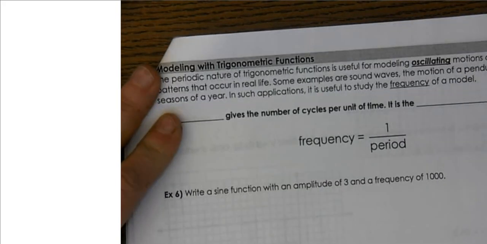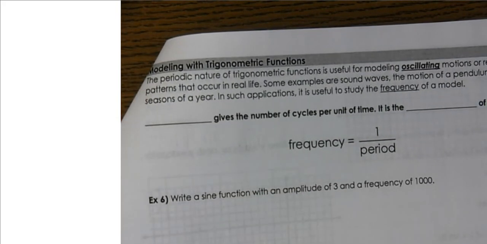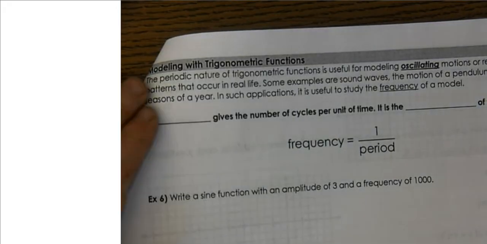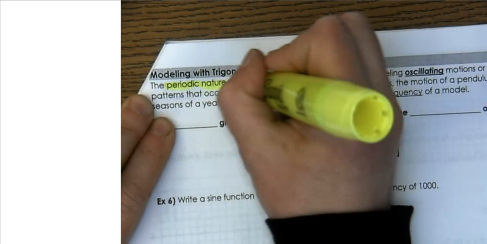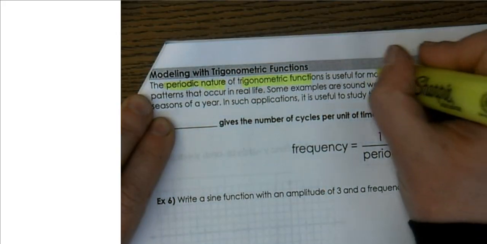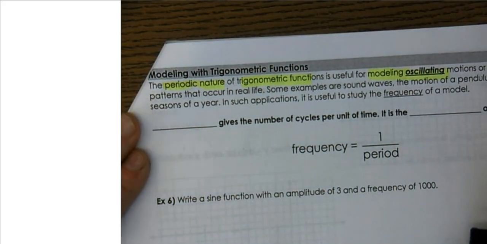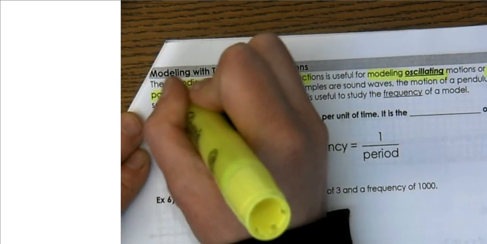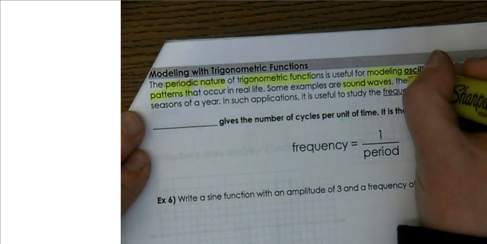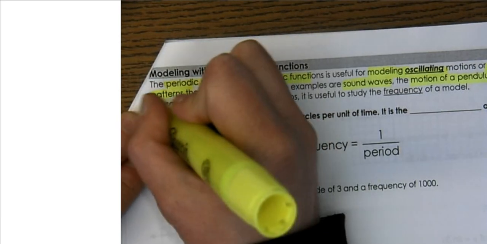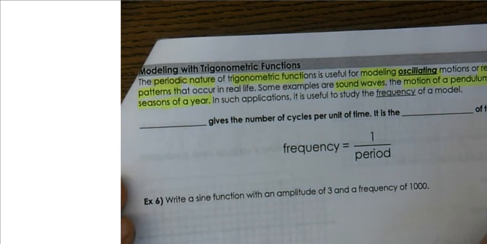So let's go ahead and talk about our last idea, and that is about models. So trigonometric models. The periodic nature of trigonometric functions is useful for modeling oscillating motions or repeating patterns that occur in real life. So some examples are sound waves, the motion of a pendulum, the seasons of a year. These are just some of the examples.